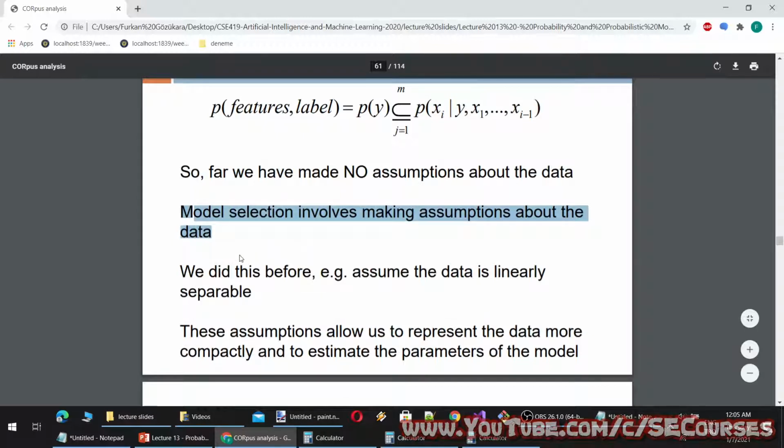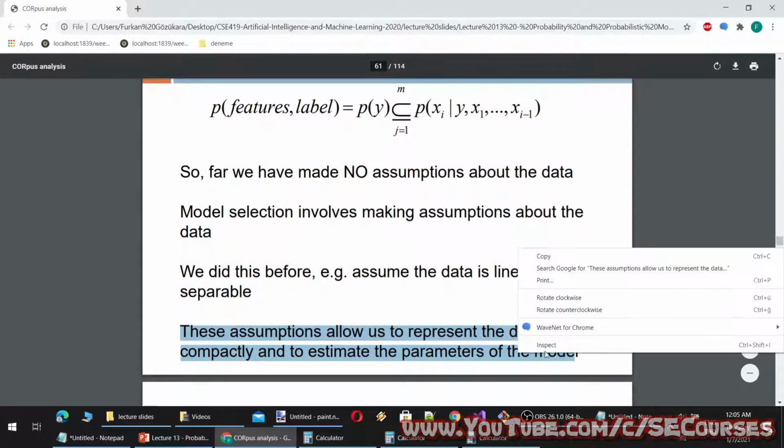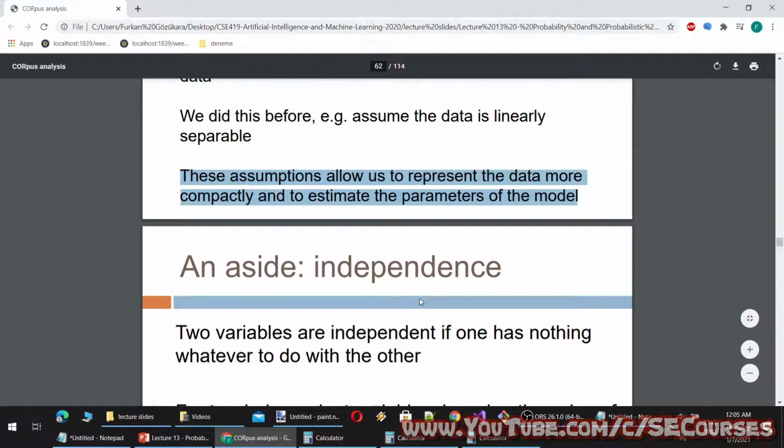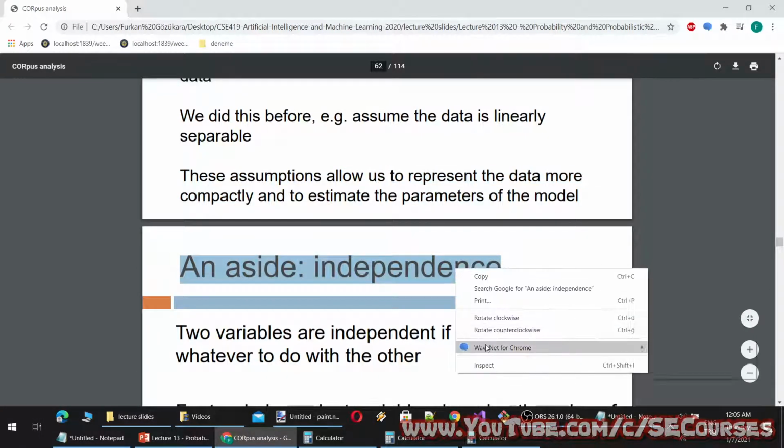Model selection involves making assumptions about the data. We did this before, e.g. assume the data is linearly separable. These assumptions allow us to represent the data more compactly and to estimate the parameters of the model.